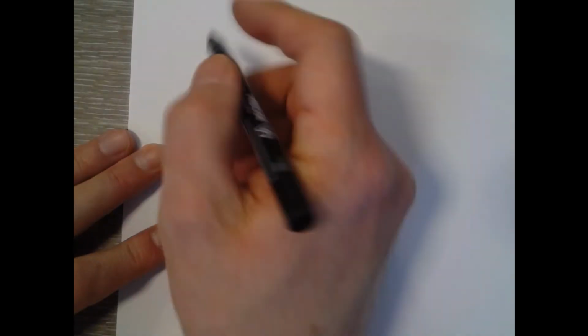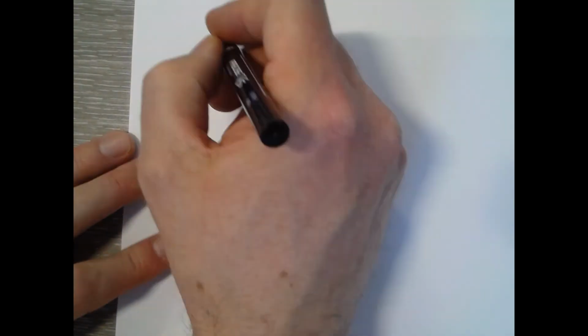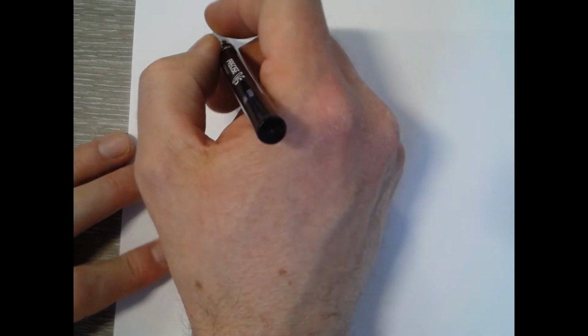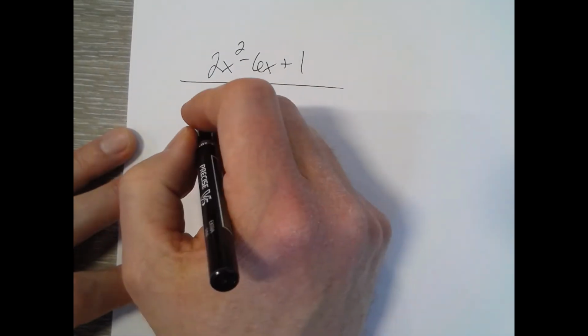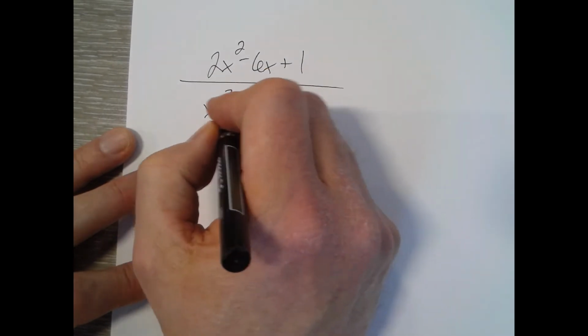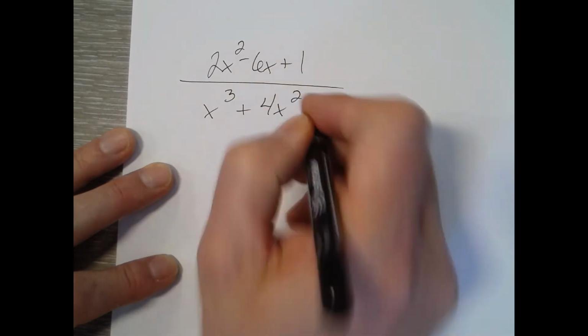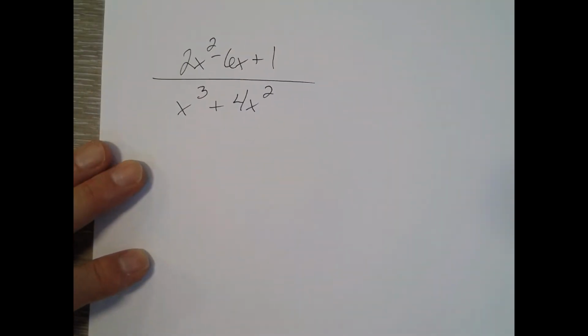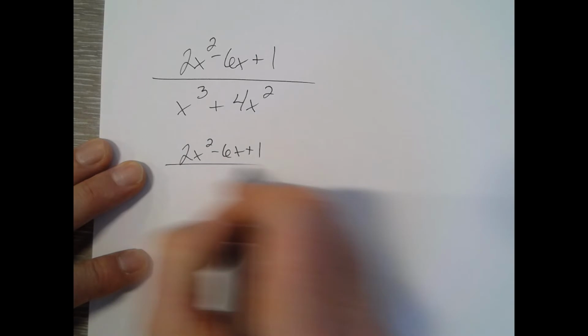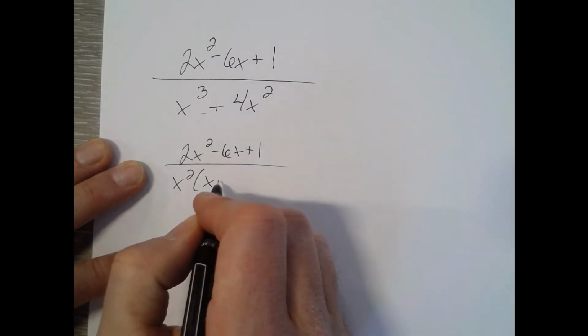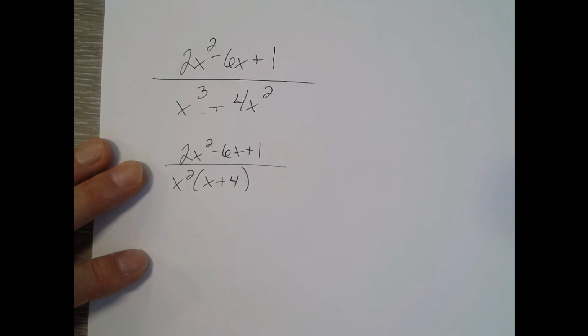So expanding on that, we learned that yesterday, I talked about it a little bit. Say I have (2x squared minus 6x plus 1) over something. We always have to factor the bottom. If it's not factorable, it's not a partial fraction problem to do. So this factors to be, well, I can take an x squared out. That's what it factors to be.